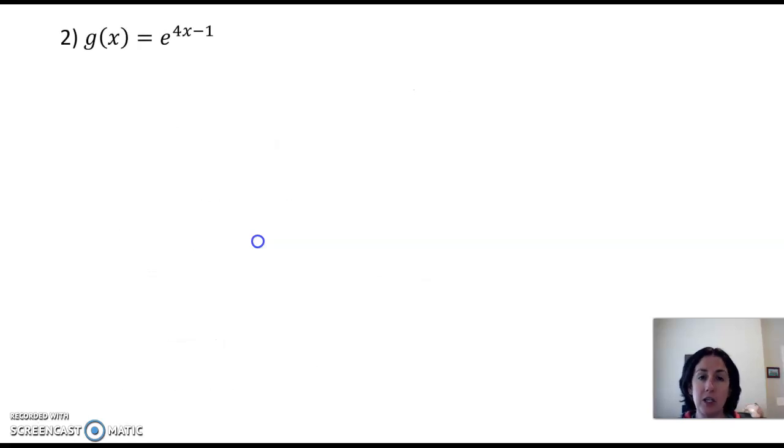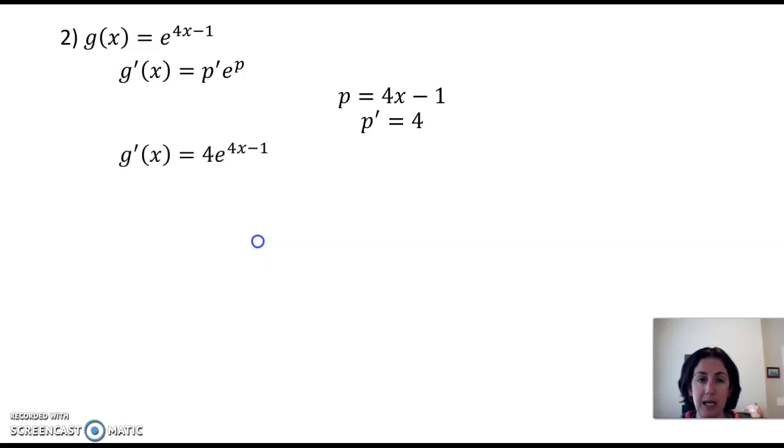All right, so what if we change it up a little bit? g of x equals e to the 4x minus 1. Again, we're taking the derivative of e being raised to a power, so it's going to be p prime e to the p. So the e to the power will repeat exactly, and we just stick the derivative of the power in front. So what is e being raised to? What is that power? 4x minus 1. What is the derivative of that power? 4. And so we can plug in our p prime and our p, and we get that the derivative of e to the 4x minus 1 is 4e to the 4x minus 1.